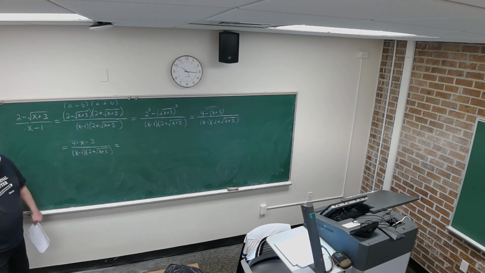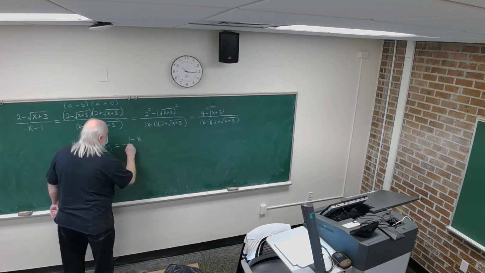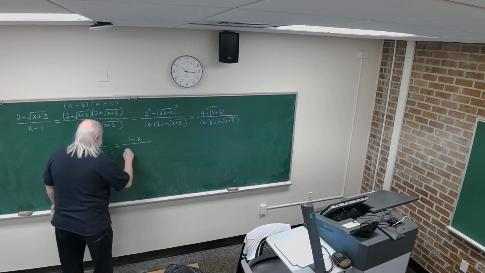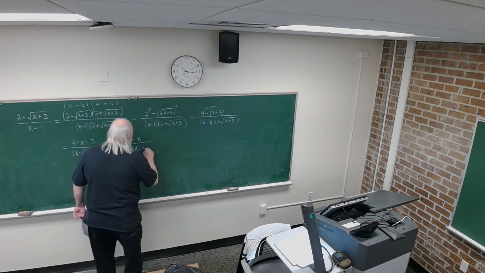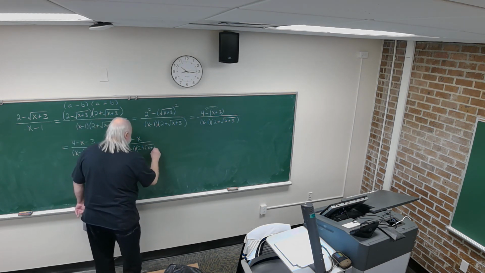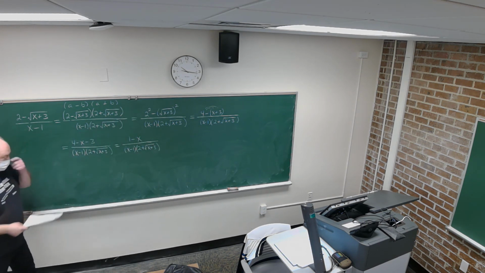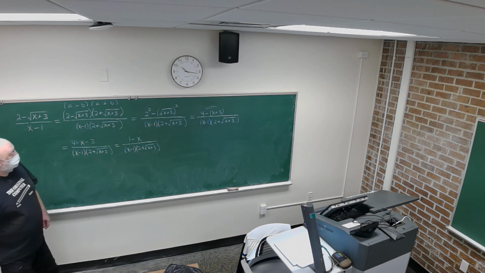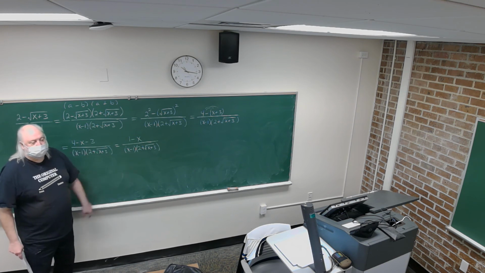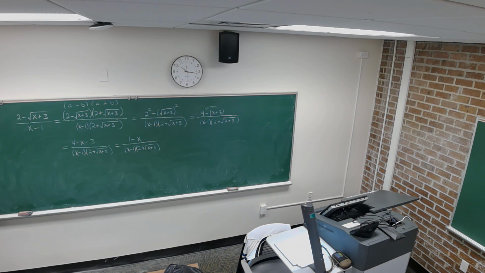Four minus 3 is 1. So we have 1 minus x in the numerator over x minus 1 over 2 plus the square root of x plus 3. Now you might think that we're done, but we're not, because 1 minus x over x minus 1 actually simplifies to -1. So let me show you why that's true.